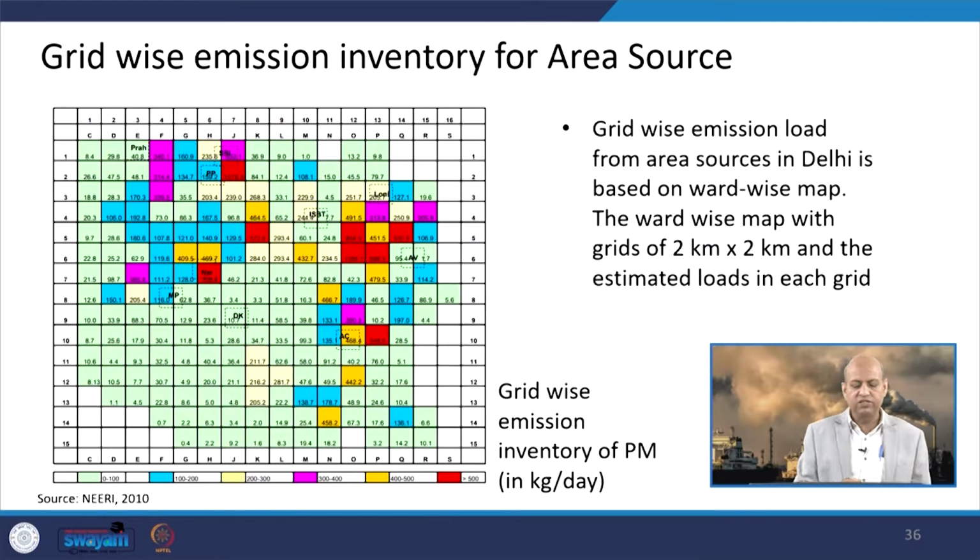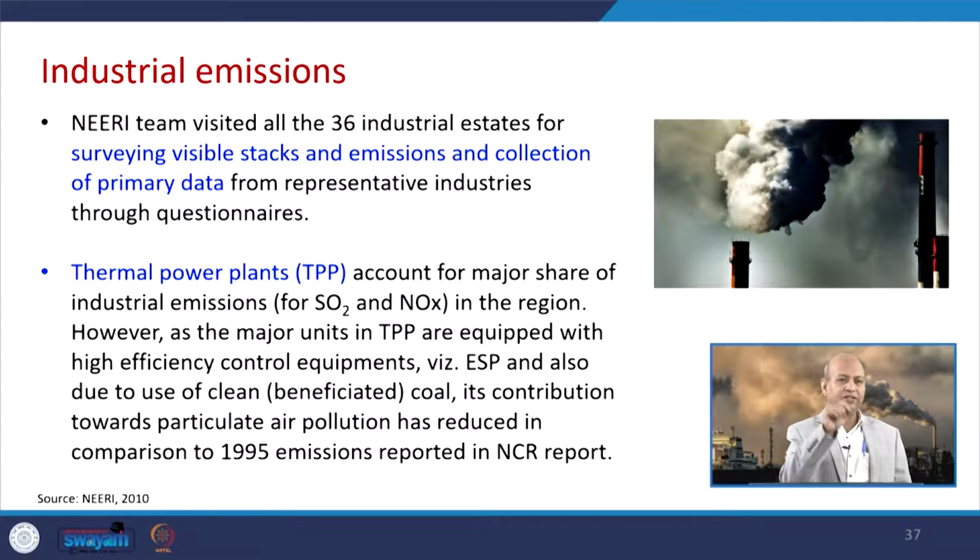Then this grid-wise emission inventory has been developed, so that we can know which particular areas have a lot of emissions coming from them. You can see this red color area, they are the most responsible for a large amount of the emissions, so that we can first go and see what we can do to reduce emissions in particular in those hot spots where a lot of emissions are coming from.